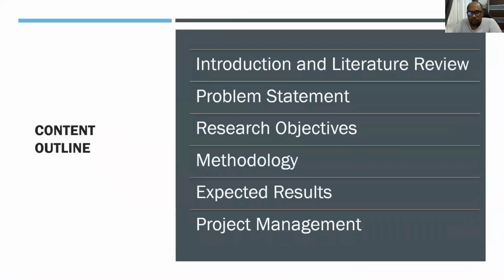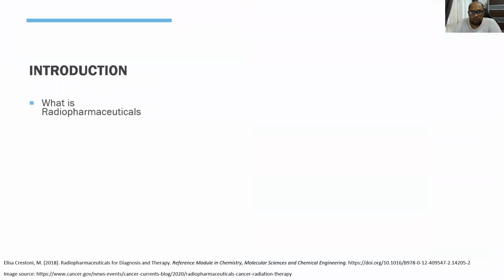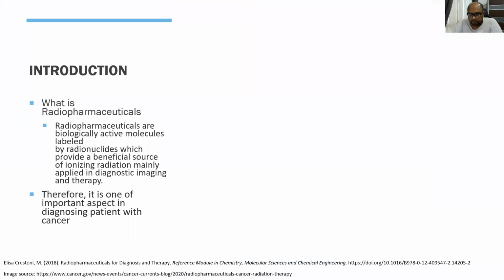Okay, here is my content outline for my presentation today. Okay, first, what is a radiopharmaceutical? It is a biologically active compound or molecule which has been labeled with radioactive materials by which it can provide a physiological and morphological imaging of the patient. This can be done by injecting the patient with a radiopharmaceutical and scanning them by using a machine called a gamma camera, or well known as a PET-CT or SPECT-CT.